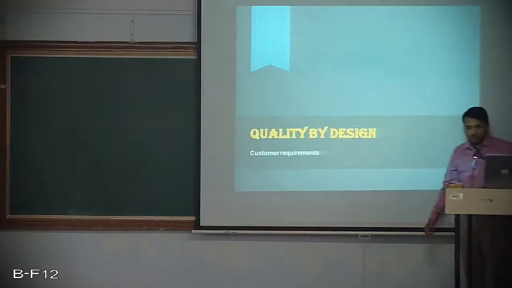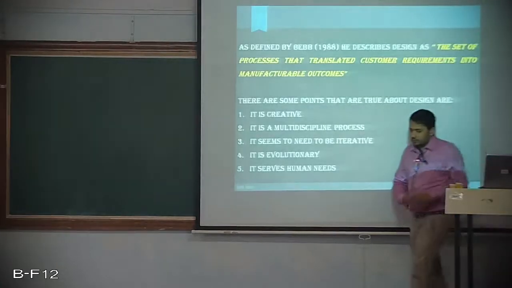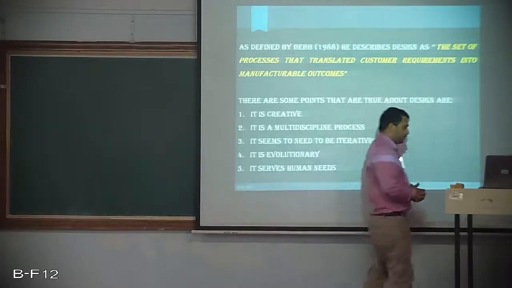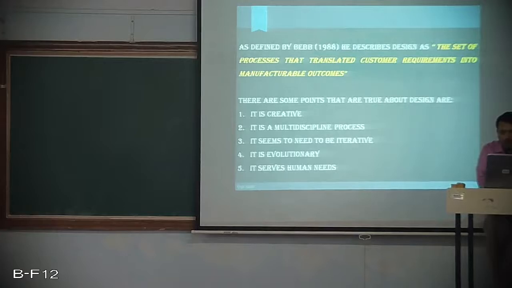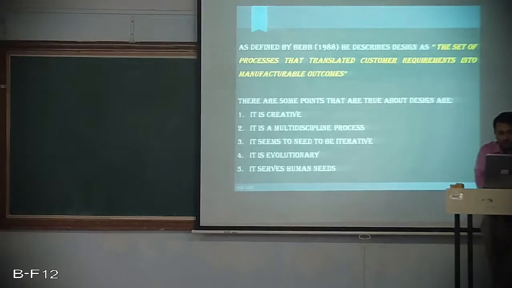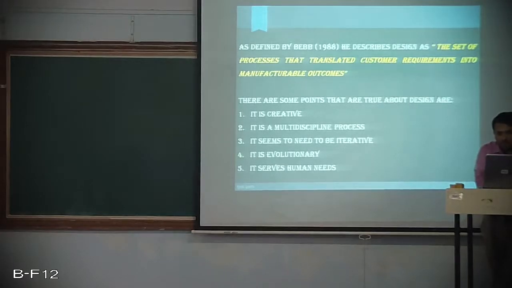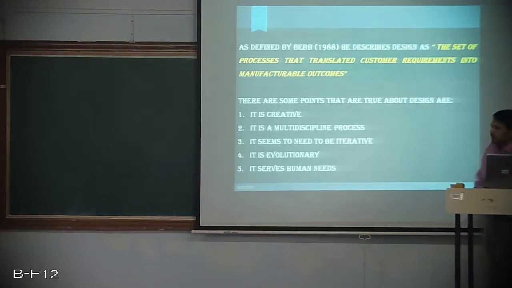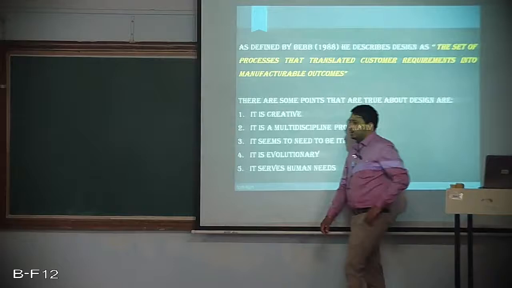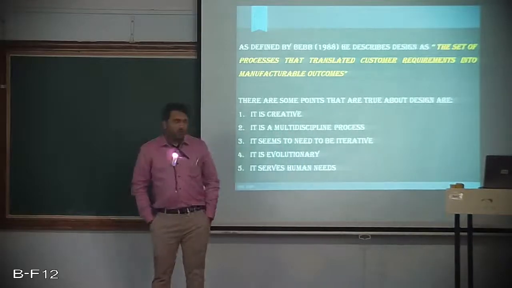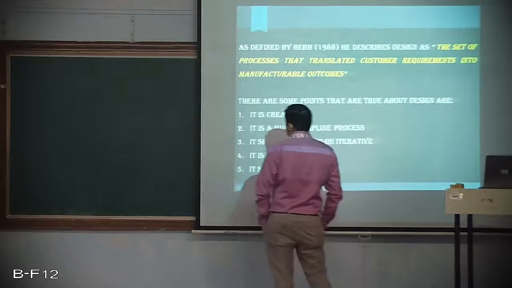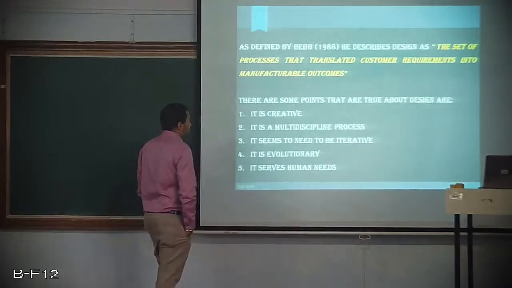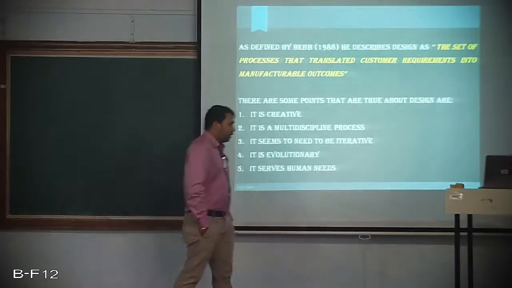Next, we'll start with the 5th unit, quality by design. As defined by Webb, design is the set of processes that translate customer requirements into manufacturable outcomes. Is that true? So what is the design? It is nothing but the set of processes that translate the customer requirements into manufacturable outcomes.